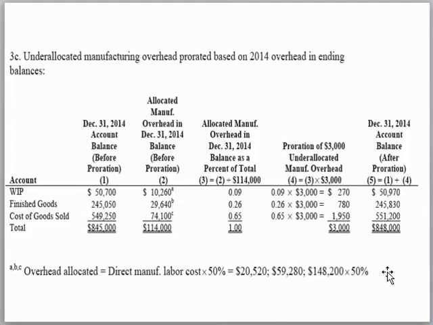So these are the three approaches to deal with the over or under allocated overhead: the first, writing off to the cost of goods sold, and prorating for the work in process and finished goods and cost of goods sold at the ending balance, or the overhead balances for each account.